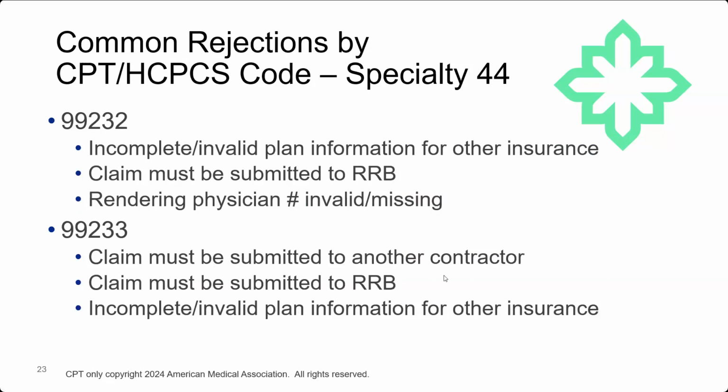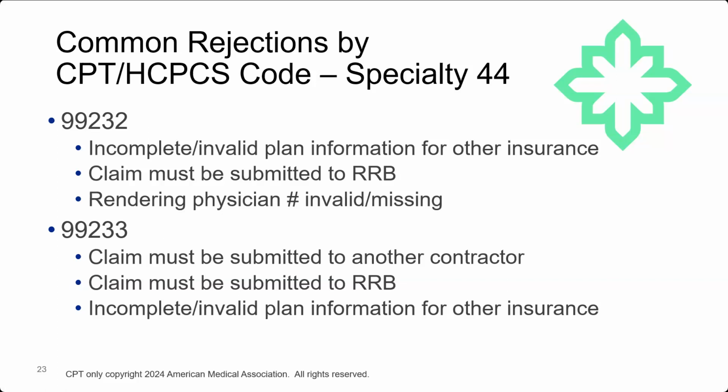All right, the number one code that was rejected for Part B Specialty 44 claims at WPS during that 3-month time period, remember I used that data dashboard, was the 99232, which of course is subsequent hospital inpatient or observation care, moderate medical decision making, so on and so forth. And these were the reasons. These are all reasons that I've already talked about.